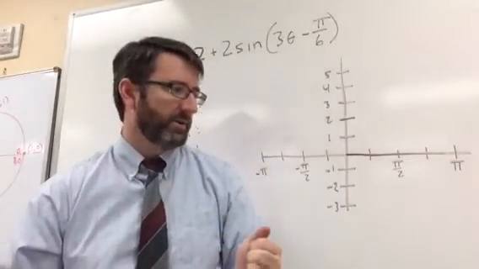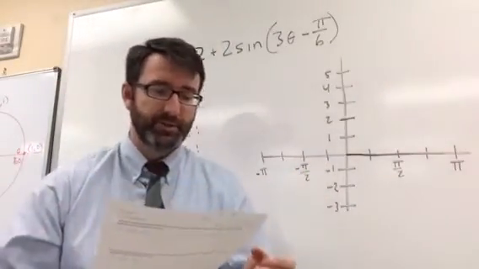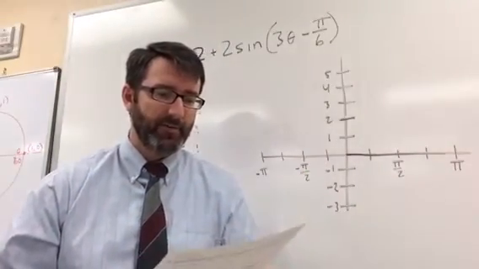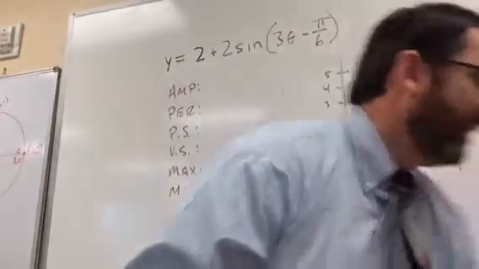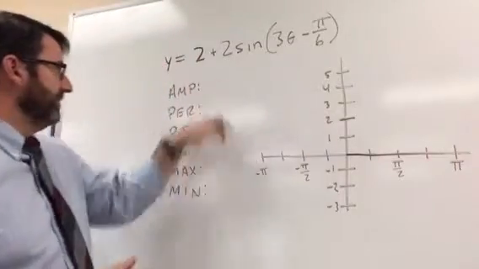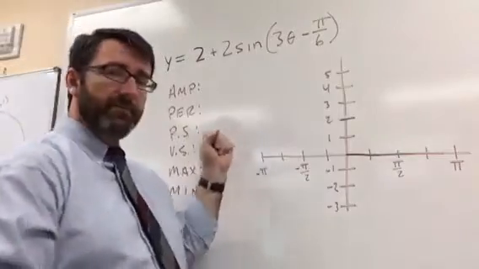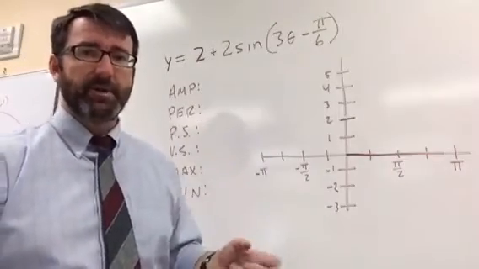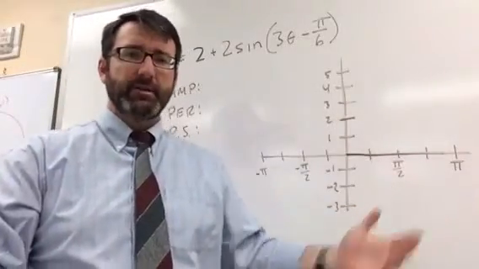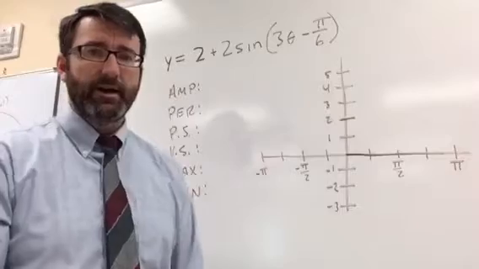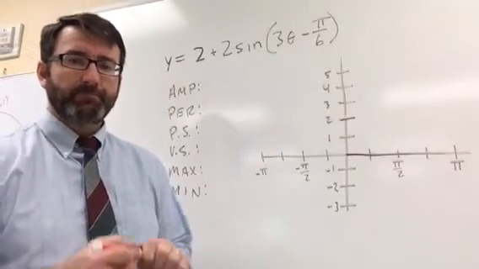So for tonight's homework, I wanted to do number 9, which is this problem here. Y equals 2 plus 2 sine of 3 theta minus pi over 6. All right, it just asked us to graph it. But I wanted to go through and do all of these: amplitude, period, phase shift, vertical shift, maximum and minimum, because you really need that information in order to do the graph. And also you're going to need to be able to find all of this information for your quiz tomorrow.